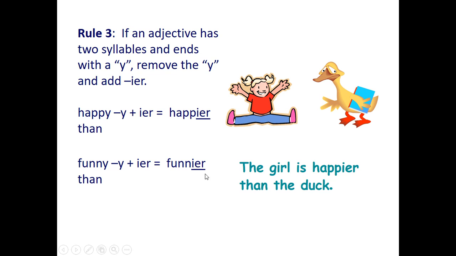So this would be funnier than. So here's my example here. The girl is happier than the duck. Okay, so that's going to be rule number three: two syllables, ends with Y, chop off that Y, put IER.